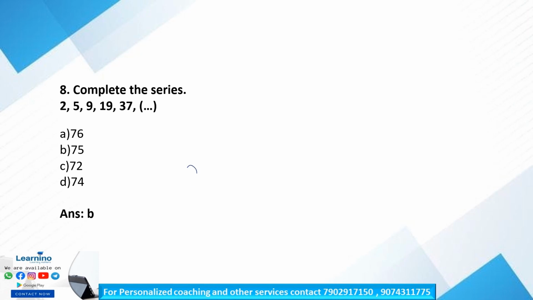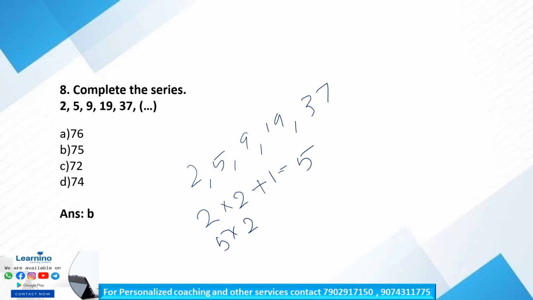2, 5, 9, 19 and 37. Okay, so what is 2 into 2? 2 into 2 is 4, plus 1 is equal to 5. Is it clear? Okay, like that. 5 into 2 is 10, minus 1 is equal to 9.